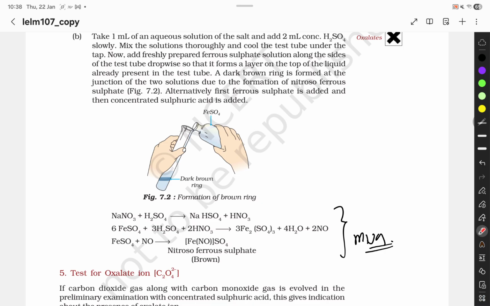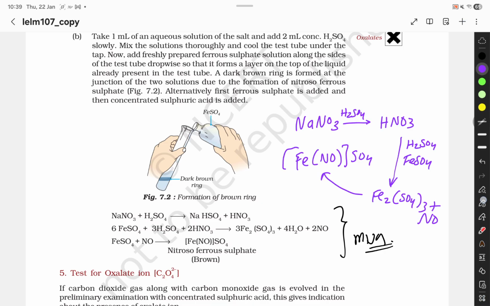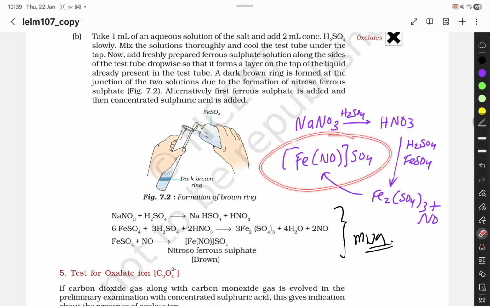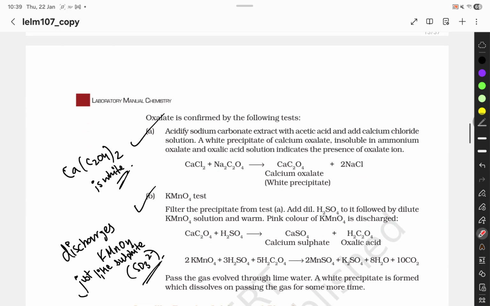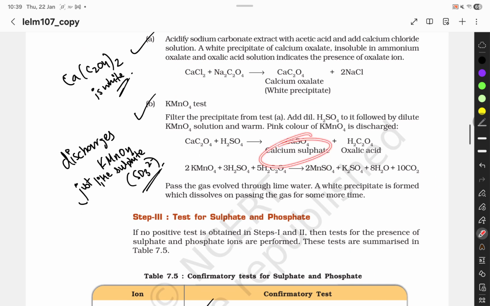So the flow of reactions I'll be writing. From this reaction, we get to know that FeNOSO4, nitrosoferrous sulfate, is brown in color. Now we have oxalate ion. Oxalate ion releases both CO and CO2, which is known, and it forms calcium oxalate with CaCl2, which is also a known white precipitate. Then you have calcium sulfate formation with H2SO4, and you can pass this through KMnO4.